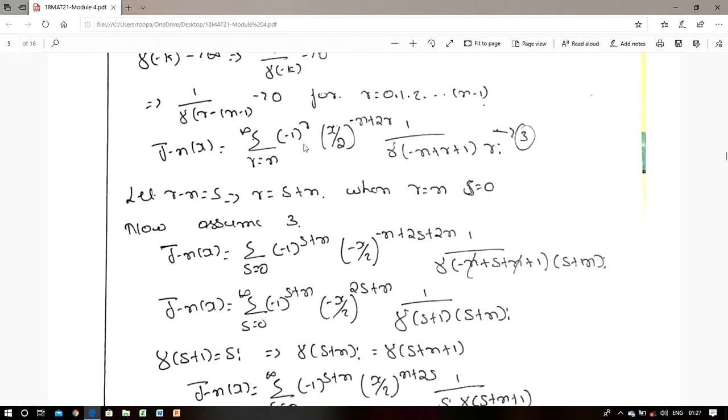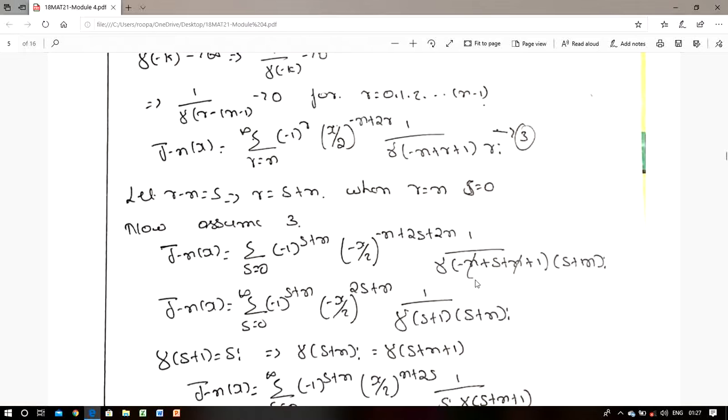Now assume the given equation 3 in the form of J of minus n of x is equal to summation s is equal to 0 to infinity, minus 1 to the power of r, where r value is s plus n, next minus x by 2 whole to the power of minus n. Here r is equal to s plus n, then directly multiplied by 2, that is 2s plus 2n, into 1 by gamma of minus n, r value s plus n plus 1 into r value s plus n factorial.